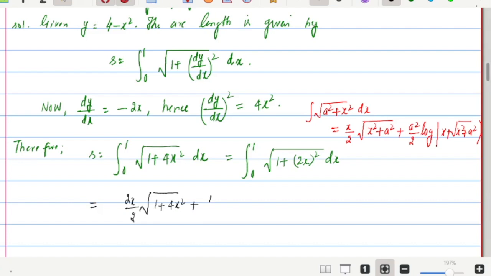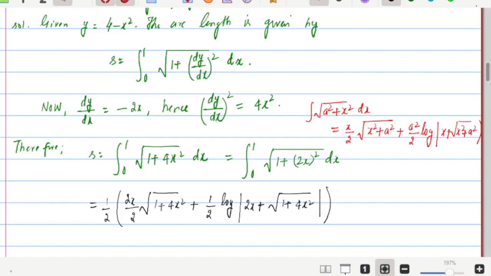अब e की जगह पे यहाँ पे 1 है, so we can write 1 divided by 2, then log of x. तो x हमें लिखना है, लेकिन यहाँ पे x की जगह पे 2x है, then 2x plus square root of the same, 1 plus 4x square.